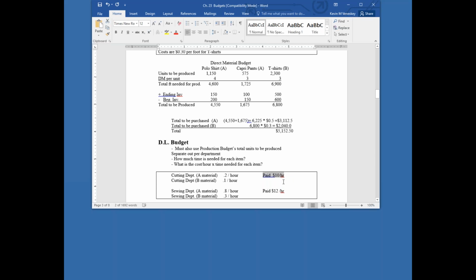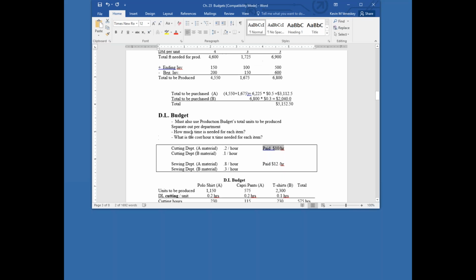Okay, we can begin to use all this information to make a labor budget. Sewing takes quite a bit longer for the nicer material, material A, and then only 3/10 of an hour for the t-shirt, and we pay all of our people in the sewing department $12 an hour. So now let's work through and determine how much I am going to pay out in labor, and then finally how many employees that includes. I'm going to show this first one, and then I want you to try it for the other two.